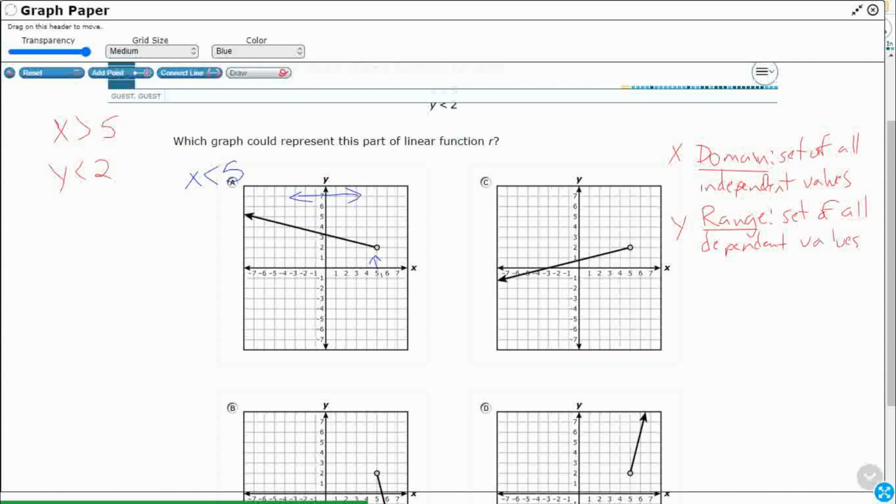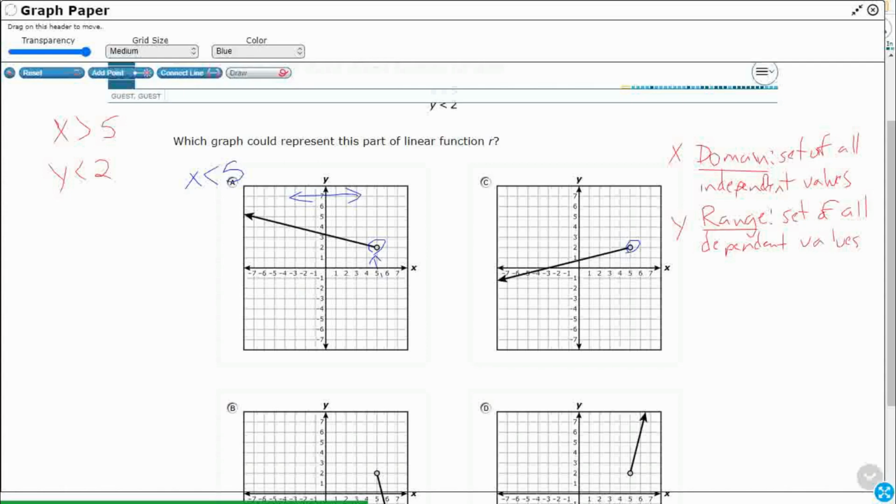Now, we notice that all of the circles on all 4 of these answer selections are open. So that's fine, because an open circle means it's just less than or greater than. If it's a closed circle, we have to include the equal to: less than or equal to, greater than or equal to. So we don't have to worry about that here.